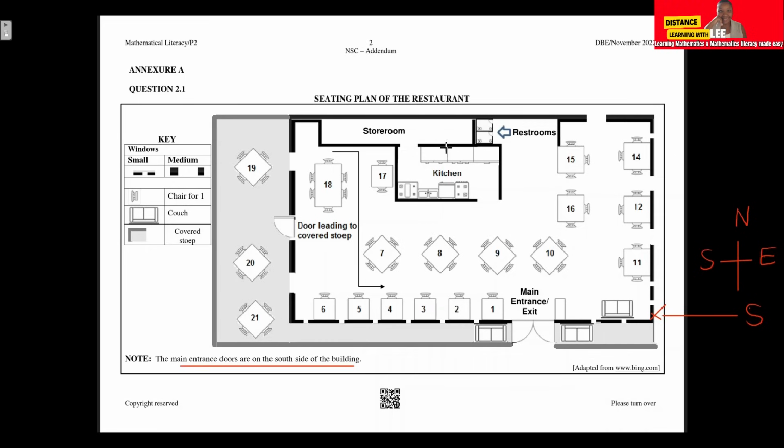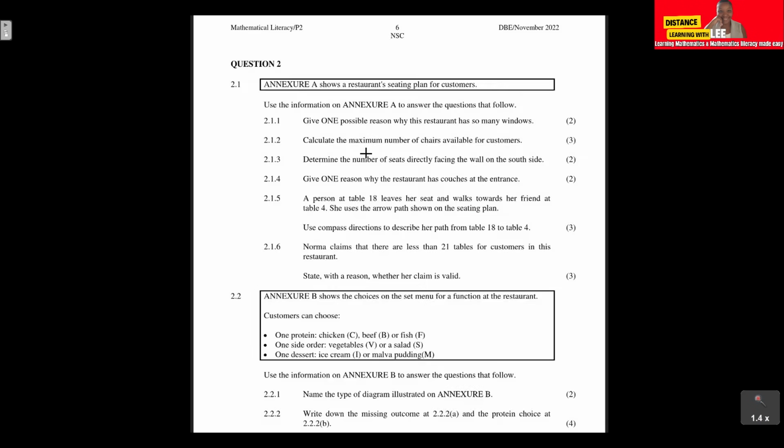Okay, so we're also given the storeroom, the kitchen, the restrooms, and the different tables in this restaurant. So I think that we're more than ready to answer the questions that are given to us. It says, give one possible reason why this restaurant has so many windows. Okay, so this one, you can just give any reason that makes sense.